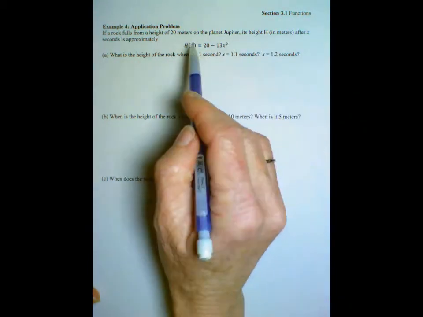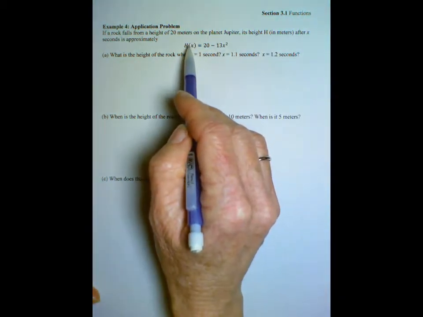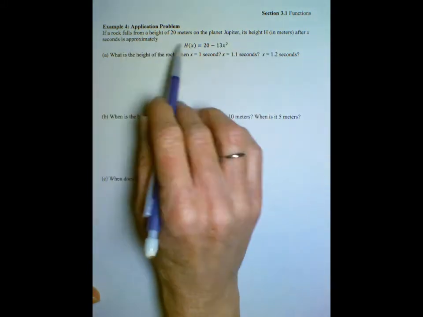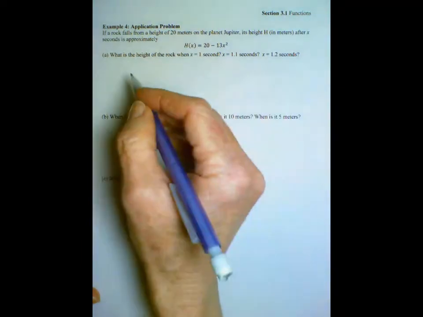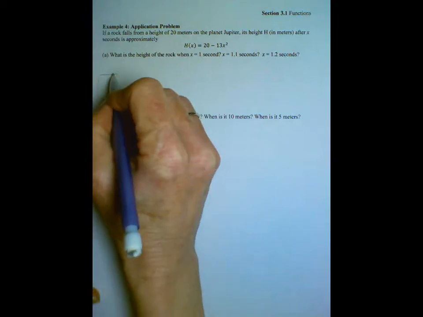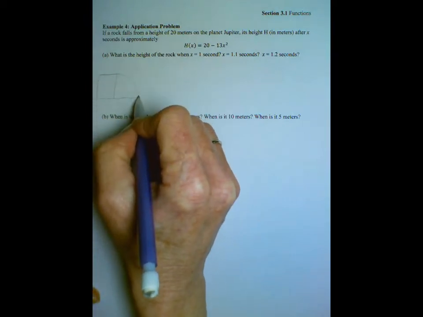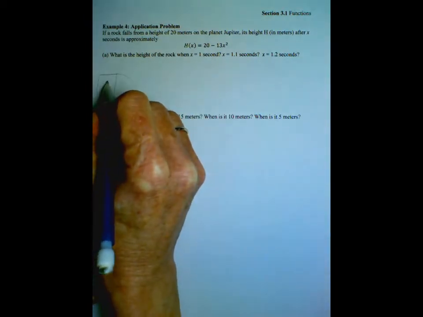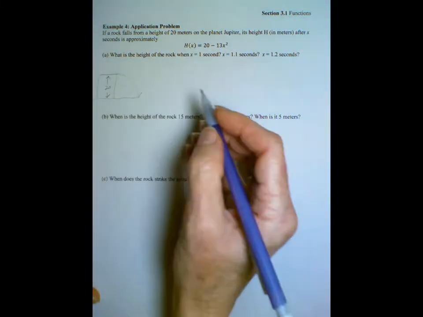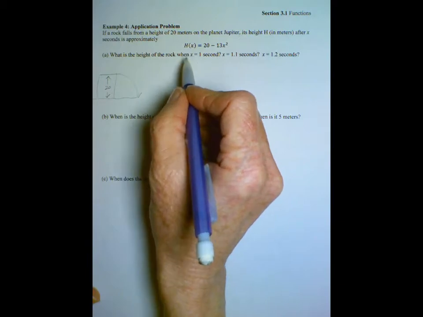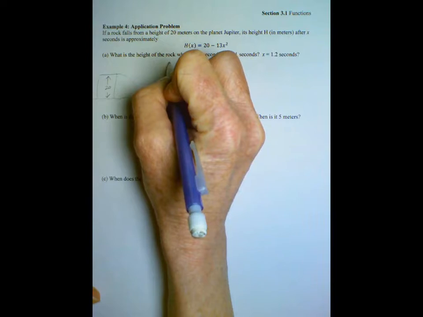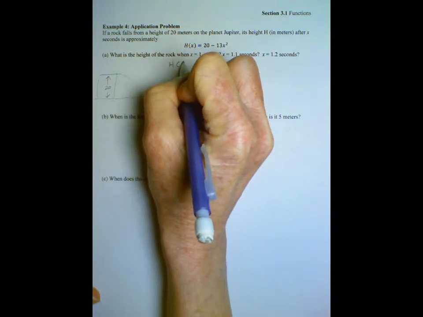So x is time in seconds. H of x is the height of the rock. And so it's falling from 20. So it starts up here on some platform, and it's falling down, and the platform is 20 meters tall, right? Just to give us a general idea of it. So the question is, after 1 second, where is it? It starts at 20. So where is it after 1 second? So in other words, they're saying find h of 1.